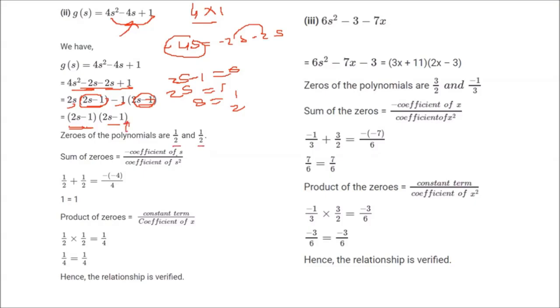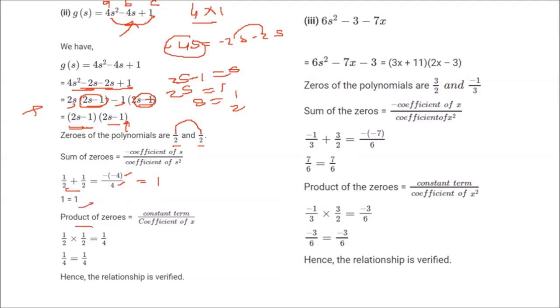Now minus b by a, what is a here? A is 4, b is minus 4 and c is 1. So minus b, that is minus of minus 4, by a, that is 4. So minus of minus 4 by 4, you get 1. And when you add these two zeros, half and half, which we got from here, half plus half is 1. So it is verified.